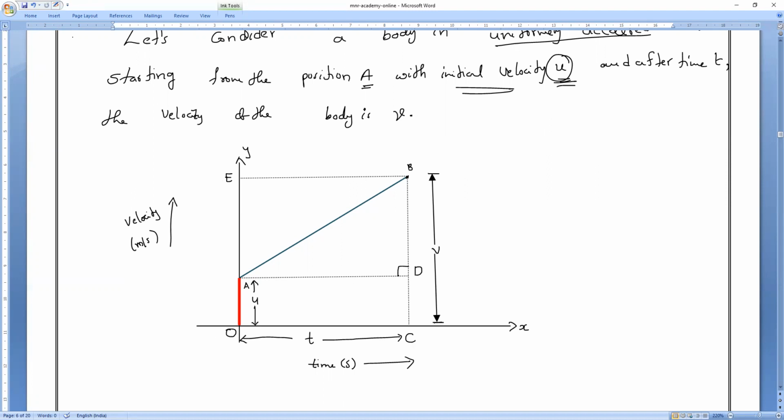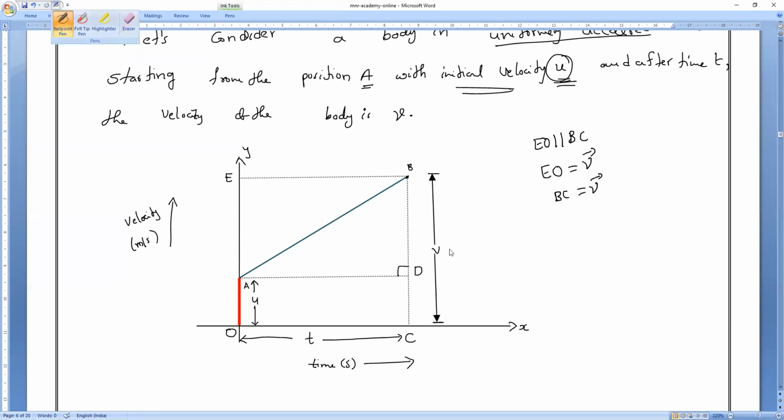Understood? Sir, we can write on that side itself. You can write, Mari. You can write here or write here, it is your choice. Of course, you can write. EO is parallel to BC. So EO is equal to the final velocity. Means BC is also equal to what, Mari? Final velocity. Is it okay?